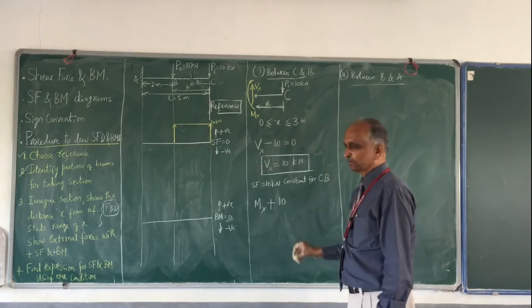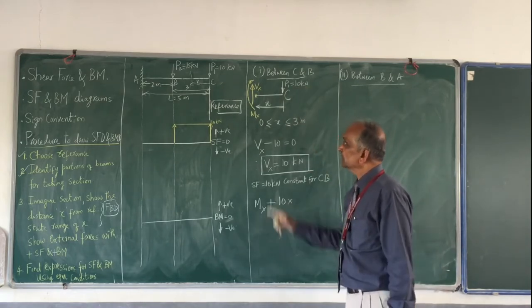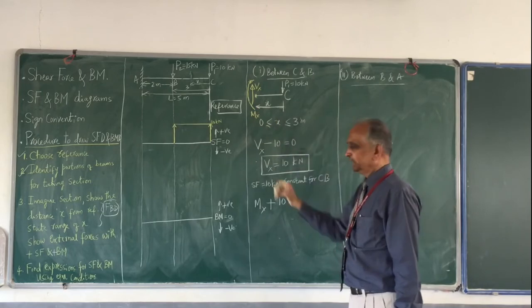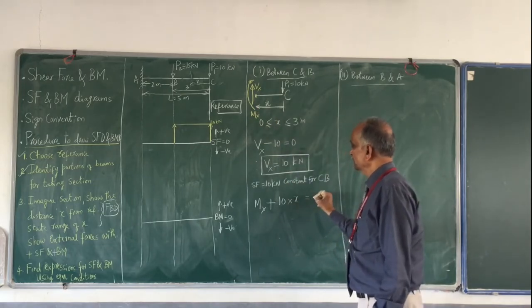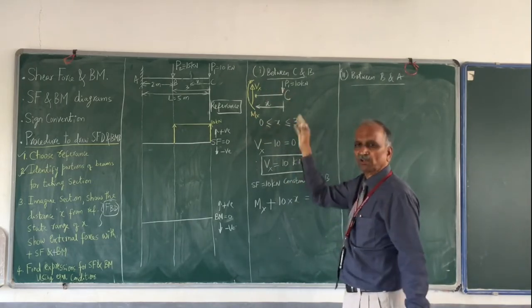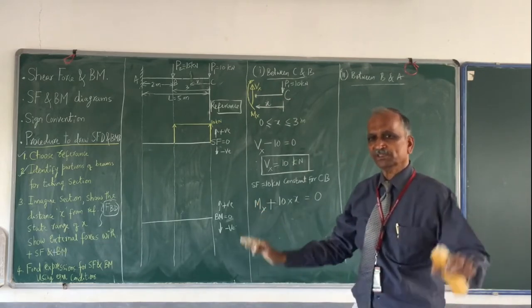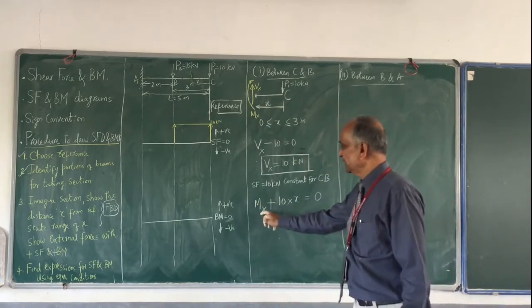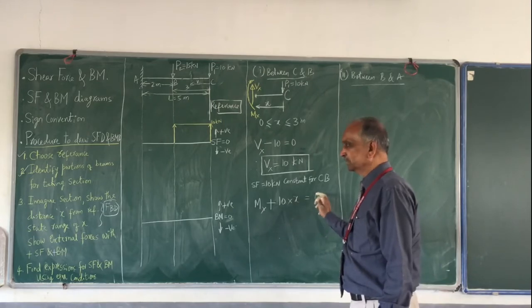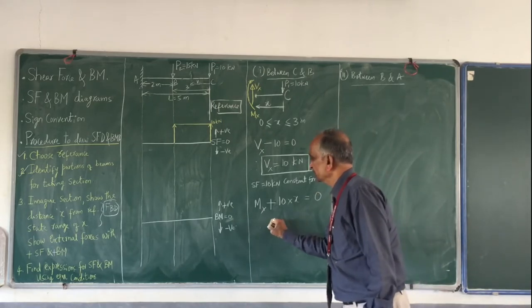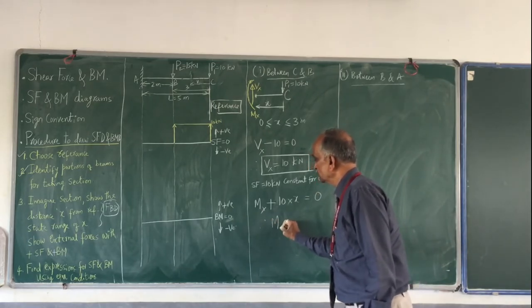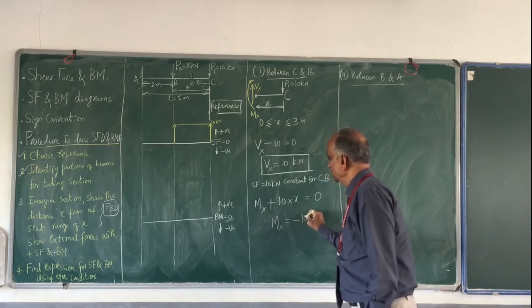10 kilonewton is the force. And what is the distance? X is the distance. You have taken all moments. Sum of all the moments equal to 0. So Mx plus 10 into x equal to 0. Therefore, Mx is equal to minus 10x.